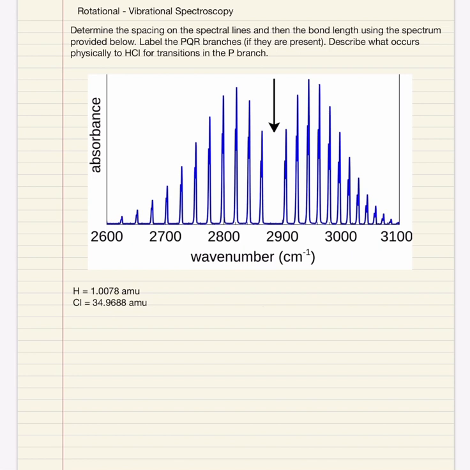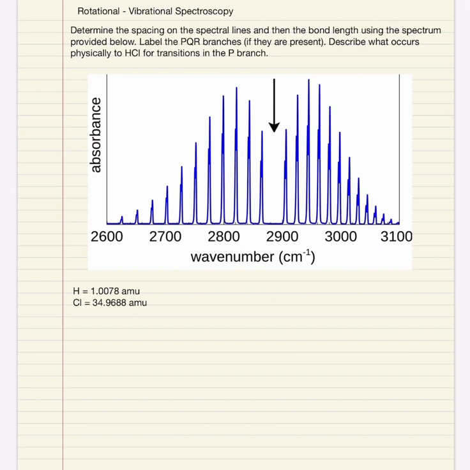Molecules such as CO2, HCl, or HBr can use this type of spectroscopy. Now you're looking at the HCl molecule spectrum of rotational vibrational spectroscopy. The first question is asking you to determine the spacings on the spectral lines, and we're going to determine the bond length using the spectrum provided below.